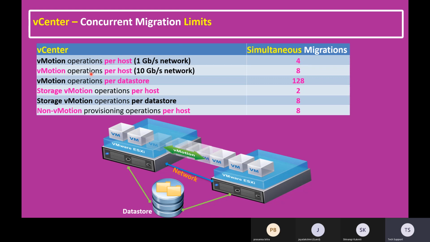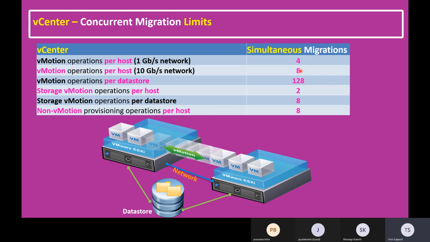Suppose for vMotion operations I'm trying to migrate not only a single VM but multiple VMs per host, and my network speed is 10 Gbps. If your network speed is 10 Gbps, 8 VMs at a time we can migrate. Suppose my ESX host is running 10 virtual machines. Of those 10 virtual machines, 8 VMs can migrate concurrently at a time, and once the 8 VMs are migrated, only then will the remaining 2 VMs start the migration.